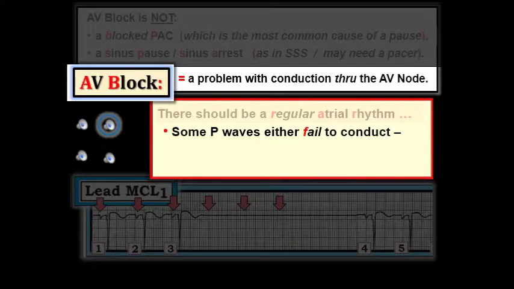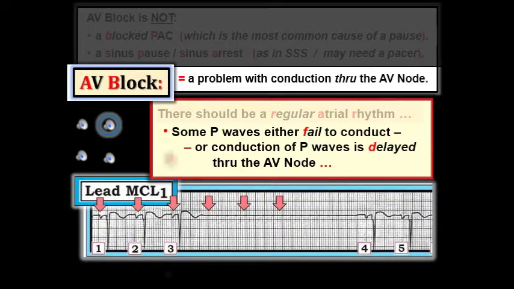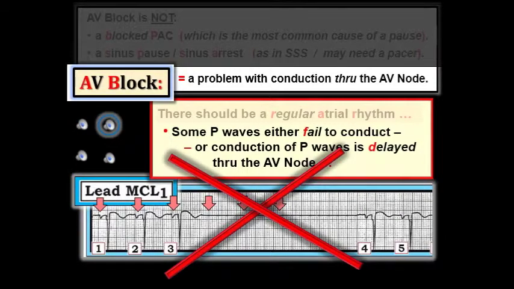Or, if these atrial impulses do get conducted, their passage through the AV node on their way to the ventricles is delayed. Awareness of what AV block is not, as we've tried to highlight on this initial slide with these 2 clinical examples, is key to recognizing AV block when it does occur. On to discussion of how to recognize and classify the AV blocks.